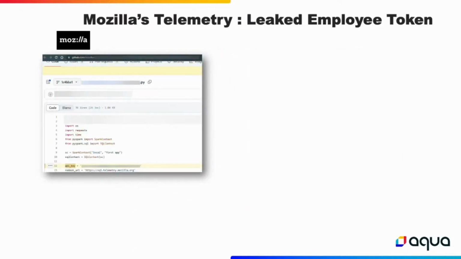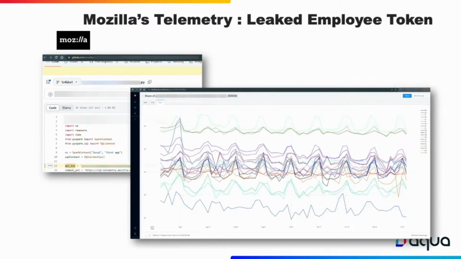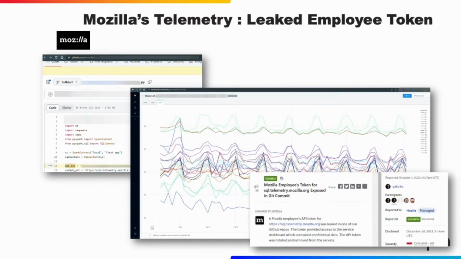Another interesting finding with Mozilla was a token for their Telemetry dashboard. This Telemetry contains aggregate data of Firefox users to enhance the performance of the Firefox browser. But it also includes sensitive data about Mozilla and their business. Of course, we reported this finding as well, and they quickly rotated this token and mitigated the issue.